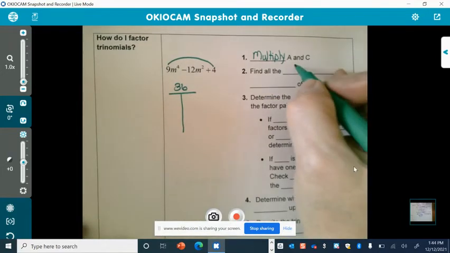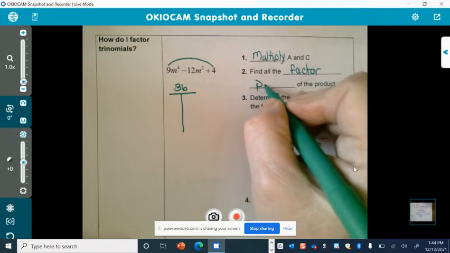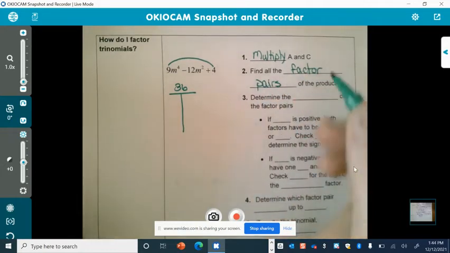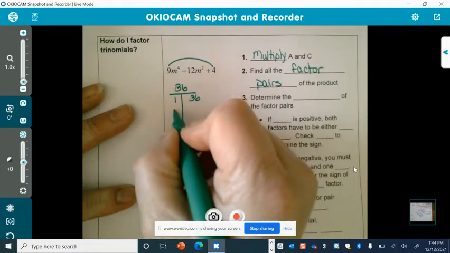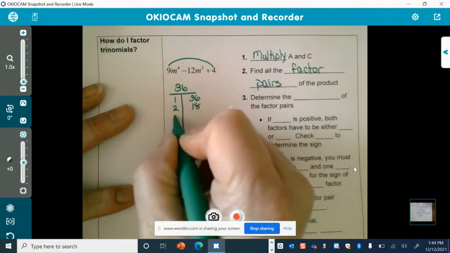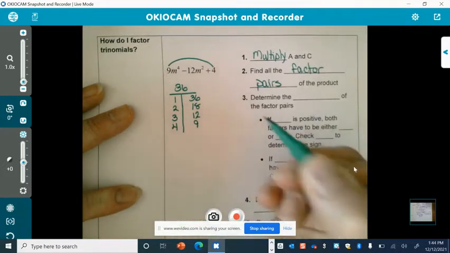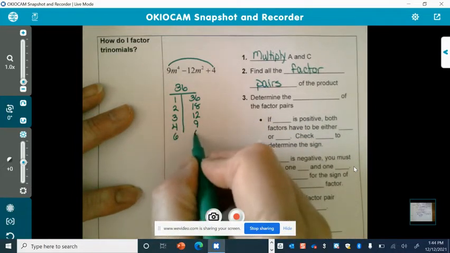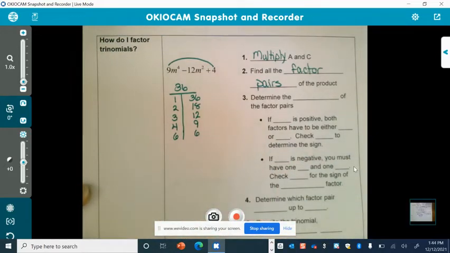Then we want to find all the factor pairs of our product. So 1 times 36, 2 times 18, 3 times 12, 4 times 9, 5 doesn't work, 6 times 6. Now, if finding the factor pairs is a challenge, you can use your graphing calculator to help you with this too.